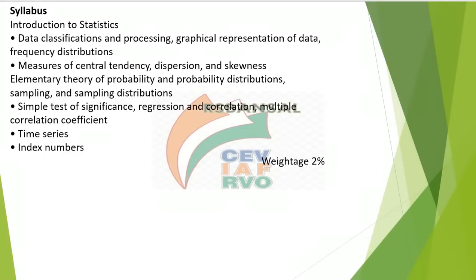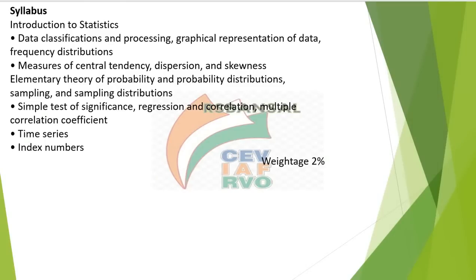data, and frequency distributions. Next, you have to study measures of central tendency, dispersion, and skewness, elementary theory of probability and probability distribution, sampling and sampling distributions, simple test of significance, regression and correlation, multiple correlation coefficient. Then you have to study time series and index numbers. So this is only that part which is significant as far as the IBBI examination is concerned.